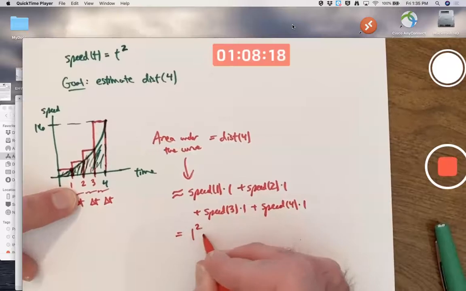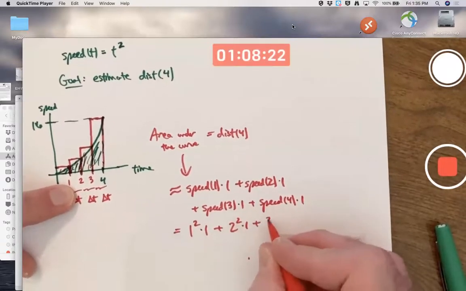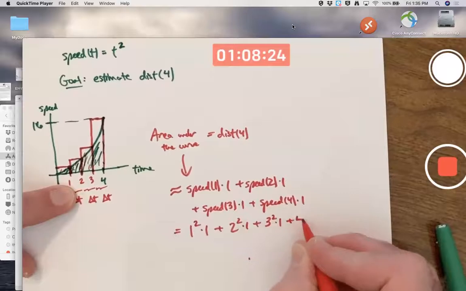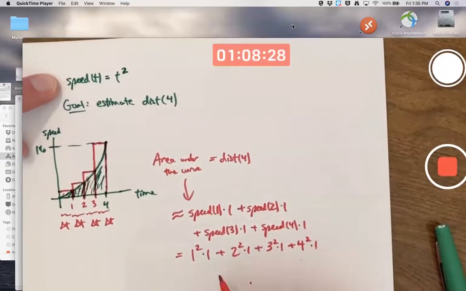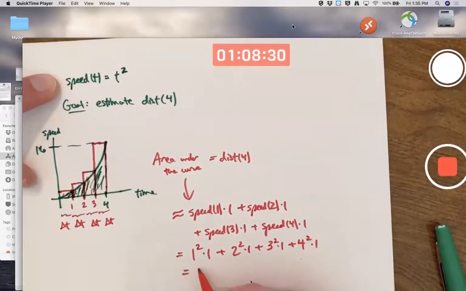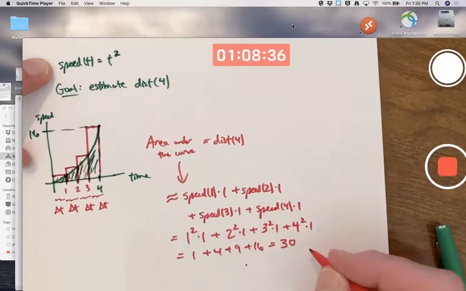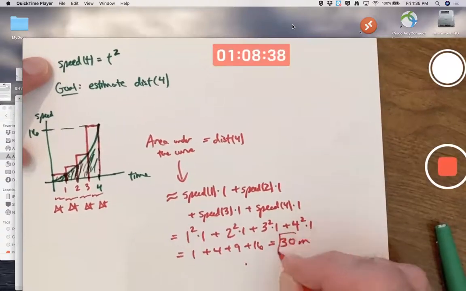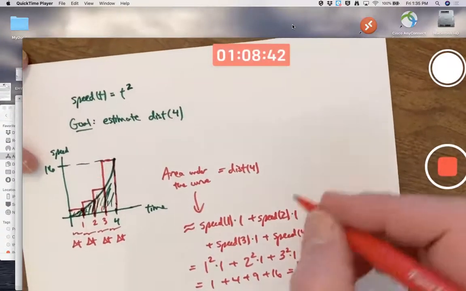Speed of 1 is 1 squared. Speed of 2 is 2 squared. Speed of 3 is 3 squared. Speed of 4 is 4 squared, because the speed is t squared. Multiply each of those times 1, you get 1 plus 4 plus 9 plus 16. 30 meters, say, would be your initial estimate for dist of 4.